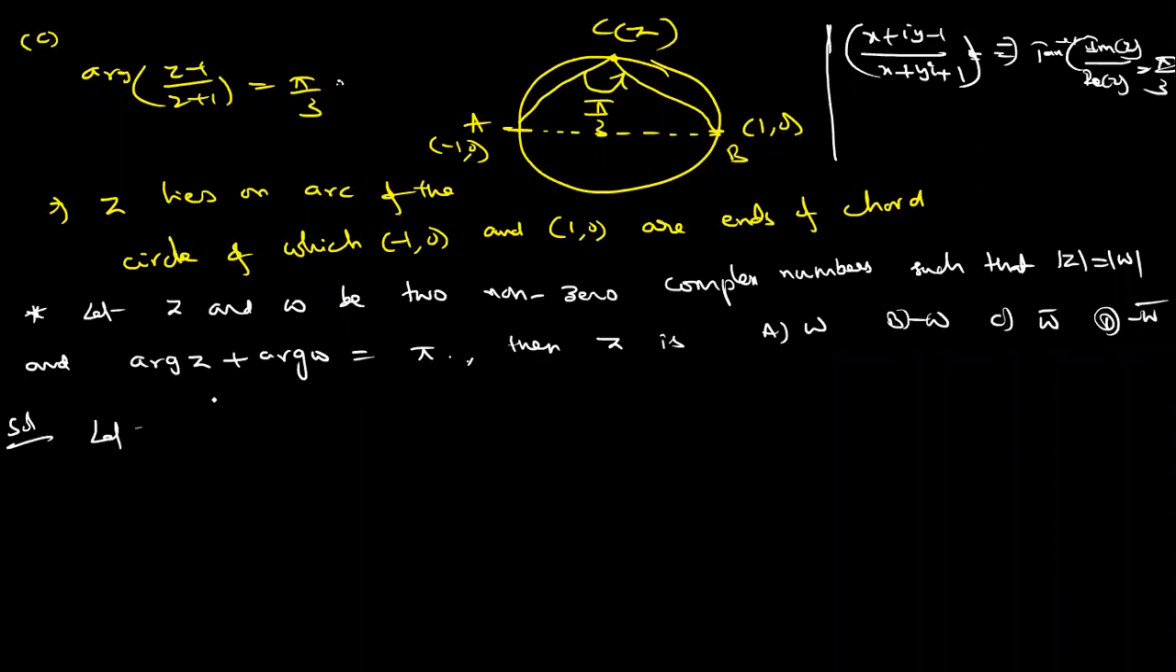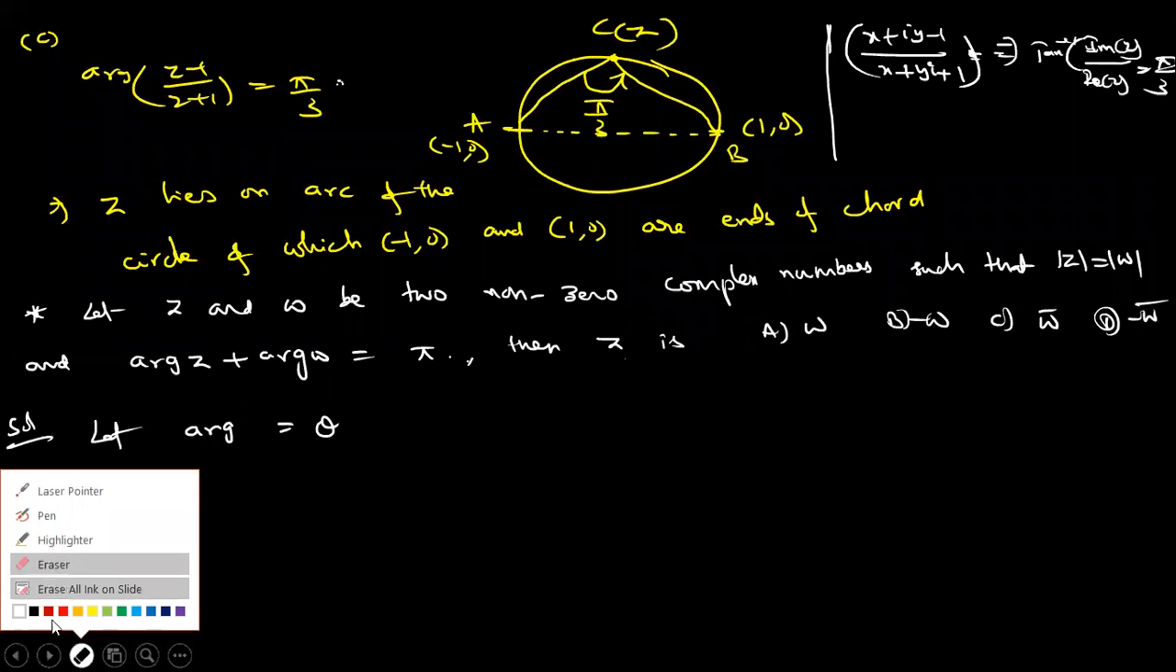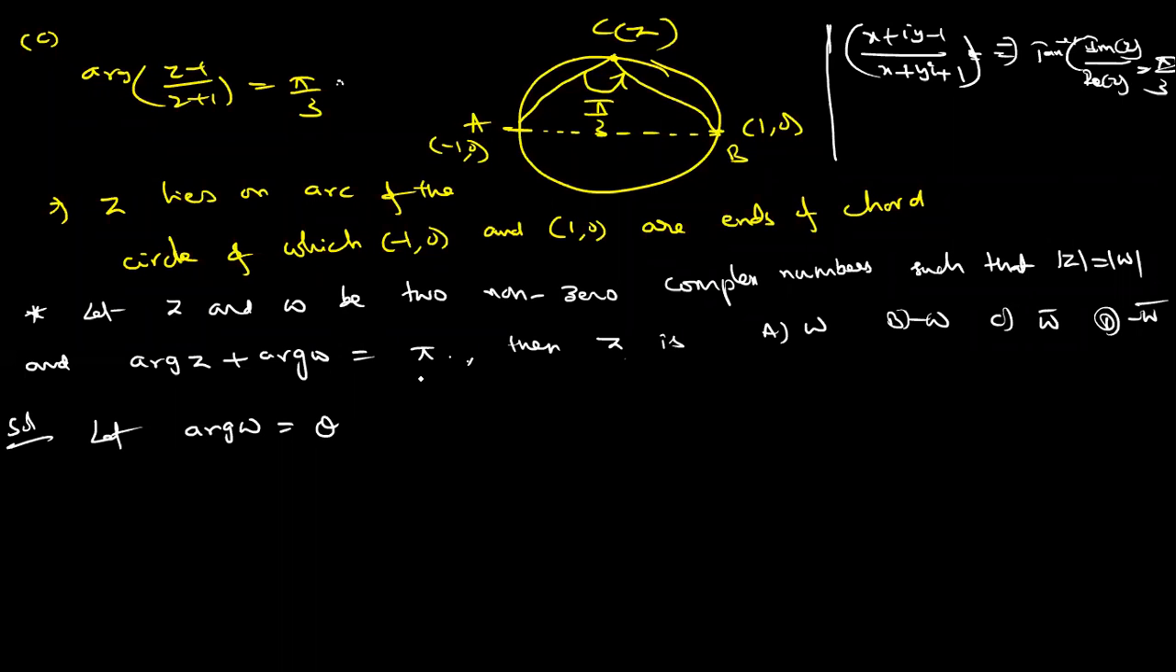What I'm saying is, let, for example, dear students, argument of z is theta, for example, we don't know what that is. So what are they asking? Option D is correct. So what they're asking is z. So better, dear students, I'm taking argument of omega is equal to theta. Why? Because they're asking z in terms of omega. And mod z is equal to modulus of omega is equal to, suppose, r.